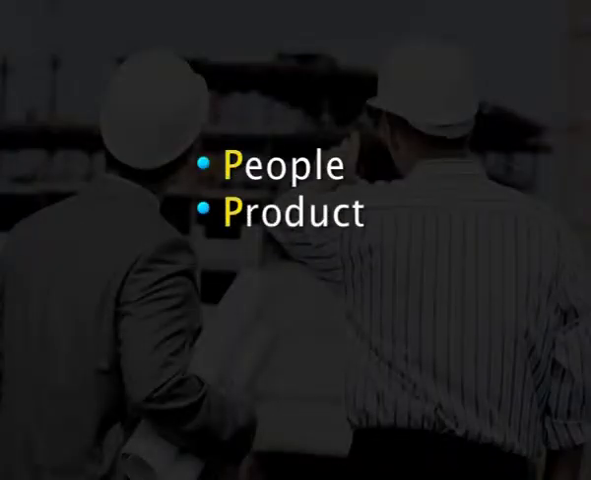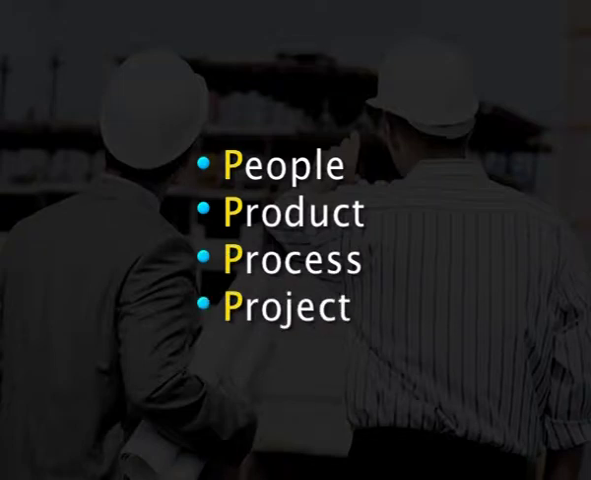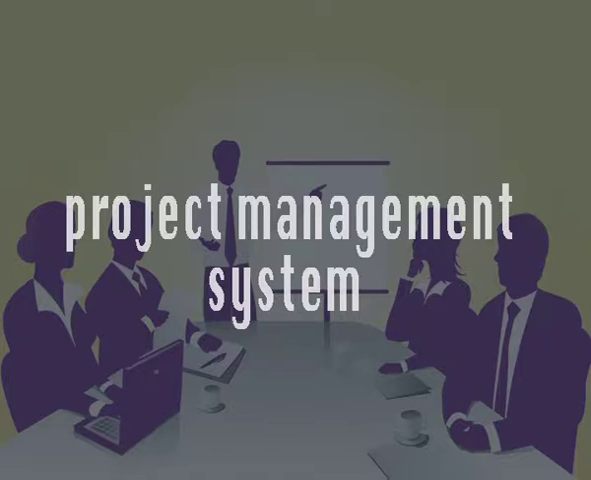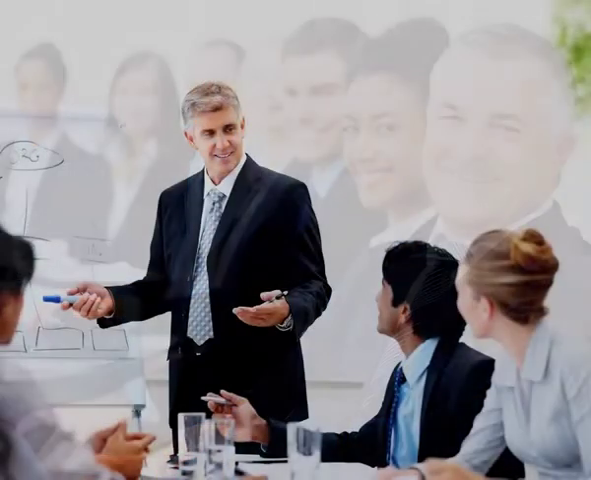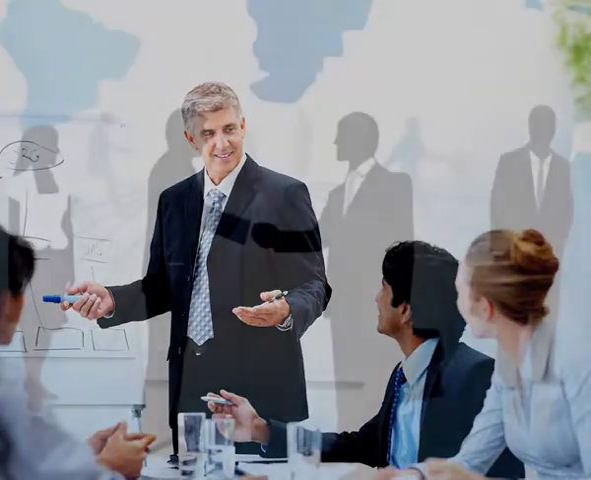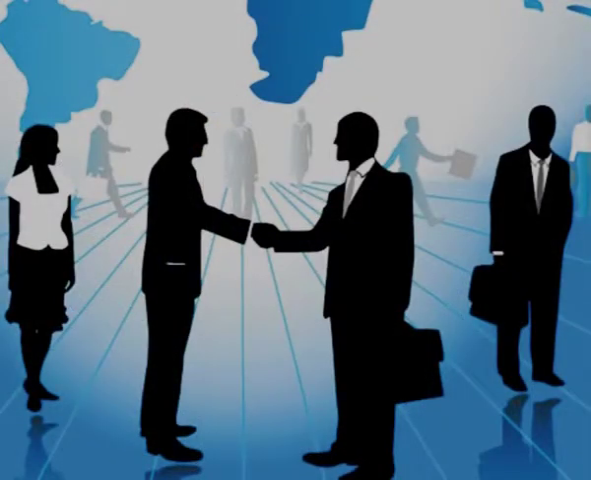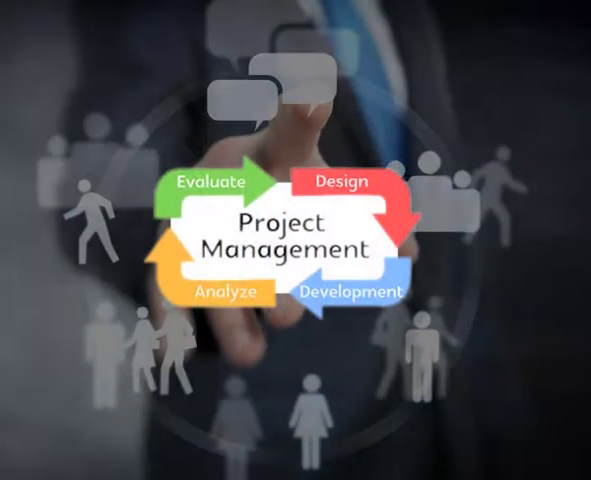There are 4 P's, that is people, product, process and project. These together make up one system, that is the project management system. Let us first consider people. Who are the people that are involved in the project management system? It deals with the highly motivated, skilled people that comprise the stakeholders, the team leaders, the managers, whether it can be senior managers, the project managers, the customers, all these make up the people who are involved in the project management. Let us see various examples.